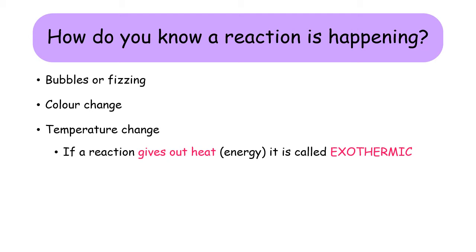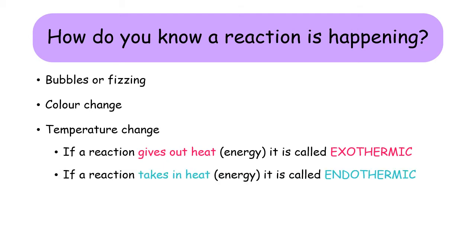Now the opposite would be if a reaction actually cools down. And so if a reaction takes in heat and it cools down, we call it endothermic. So endo means inside and thermic means heat. So you need to remember those two words. Exothermic for if the temperature increases, it gives out heat. Endothermic for if the temperature decreases because it's taking in heat.